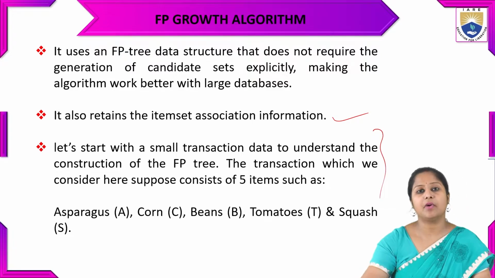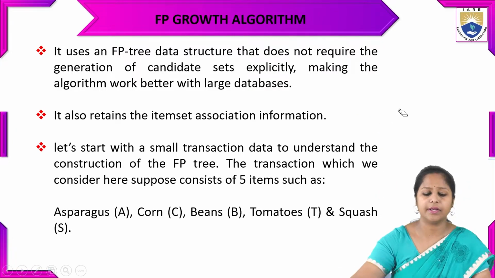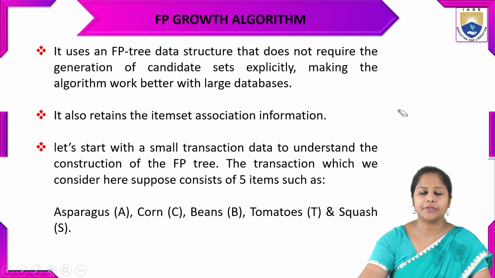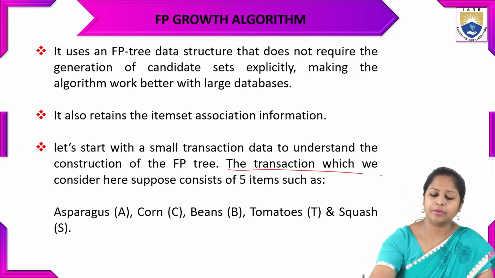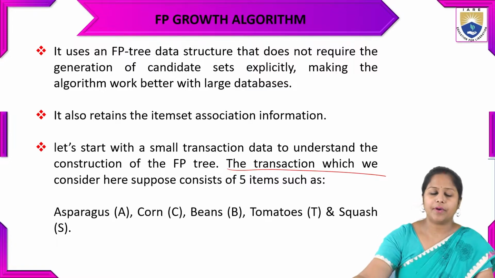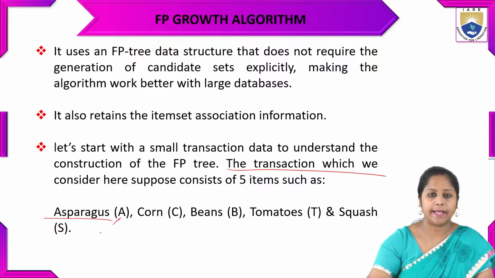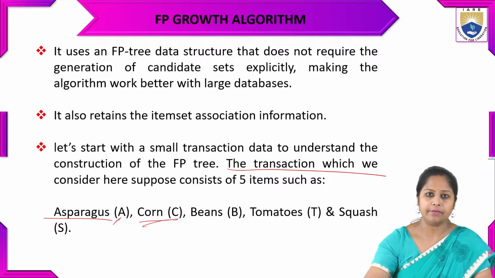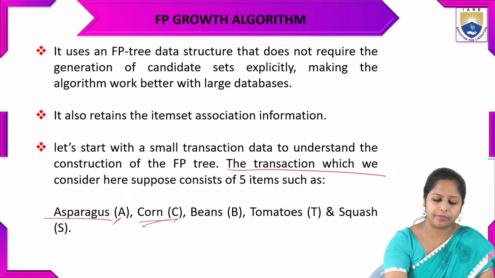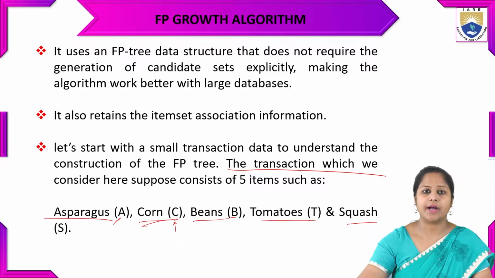Let's start with a small transaction data set to understand how we are going to construct an FP tree. Suppose we have transactions with 5 different types of items. The first item is asparagus, which we denote as A. Corn, we denote in our tables with the letter C. Beans, tomatoes, and squash.